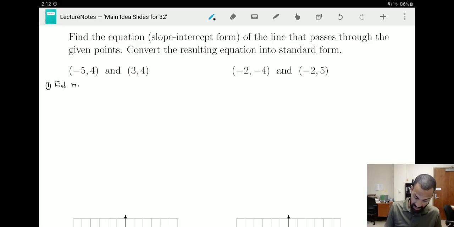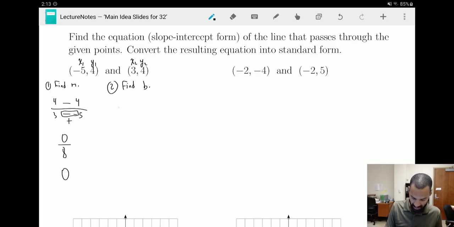All right, if I used my slope formula, that would give me 4 minus 4, right? y2 minus y1, and then our x1, x2. So 3 minus negative 5 on the bottom. Double signs, we'll add them together. 4 minus 4 is 0. 3 plus 5 is 8. 0 divided by 8 is 0. Our slope is 0. Let's find b.